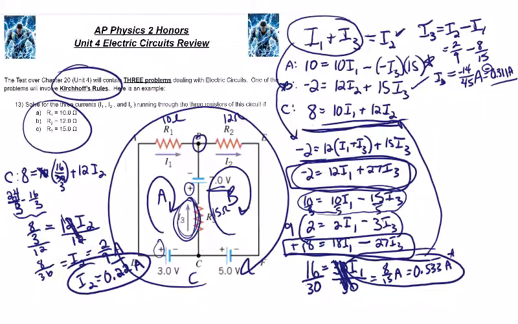If they gave you the directions, we would just give the answers and we're good. If they hadn't given us directions, we would say I2 is going left to right. I1 is going left to right. And then I3 we would say is going down from top to bottom.